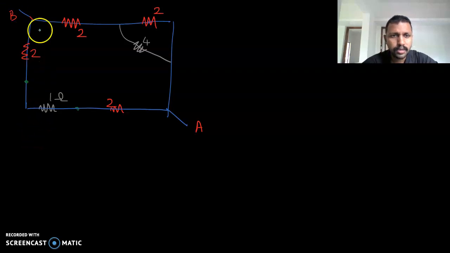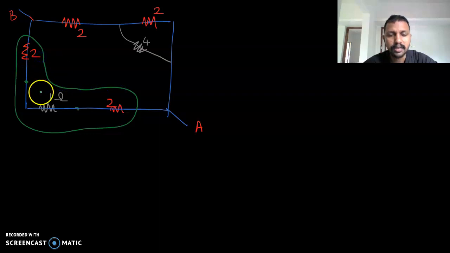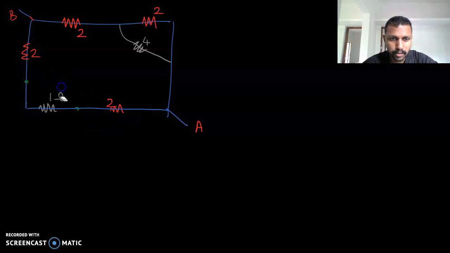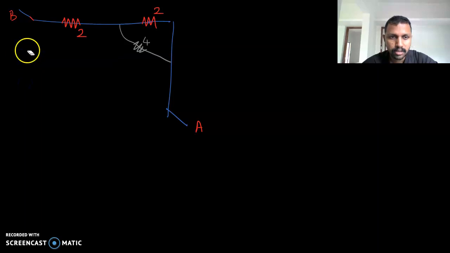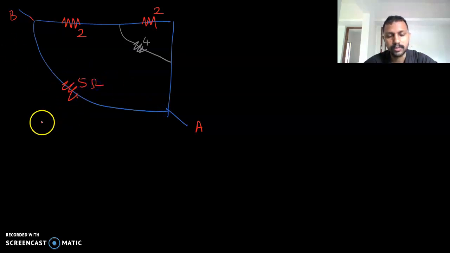Then you could clearly see now these three resistors, they are in what? Series. They are in series. And if they are in series, the effective resistance will be 2 plus 2 plus 1, that is 5. Therefore let me rub all these resistors and wires, and I am replacing them with a single 5 ohm resistor over here.